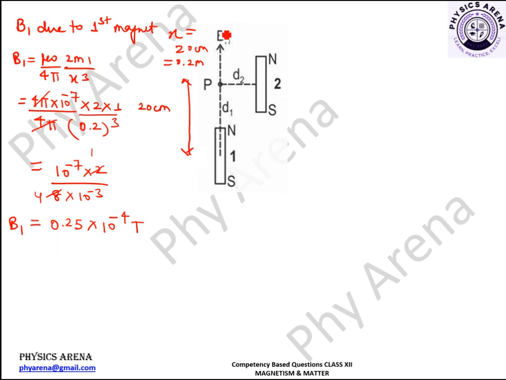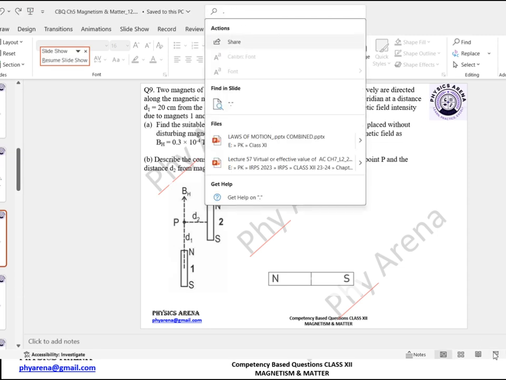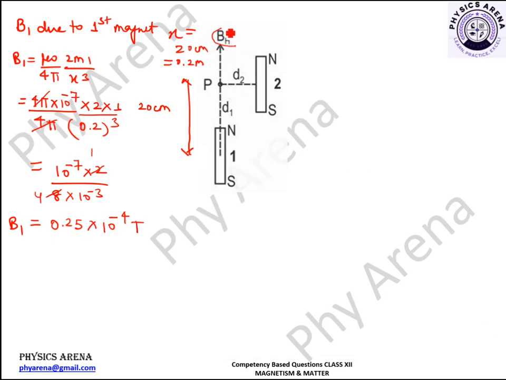Now, the horizontal component of the magnetic field is also present here. And the direction of this horizontal component of magnetic field is along the direction of B1. So the net field at P will be B1 plus B horizontal component of magnetic field. Both are in the same direction.